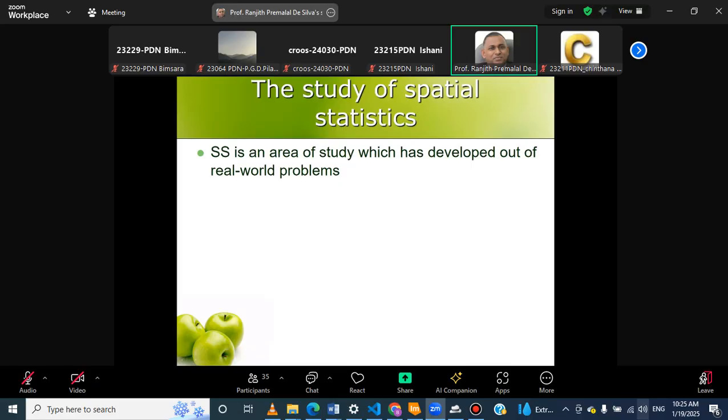So spatial statistics, SS stands for spatial statistics, is an area of study which has developed out of real world problems. So when we see some problems in the real world and these problems cannot be resolved with the normal statistical methods, we had to develop spatial statistical approaches.